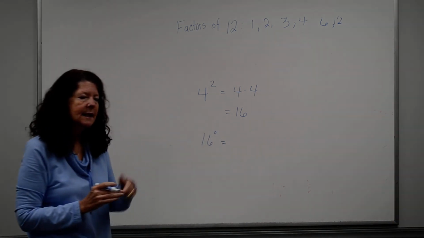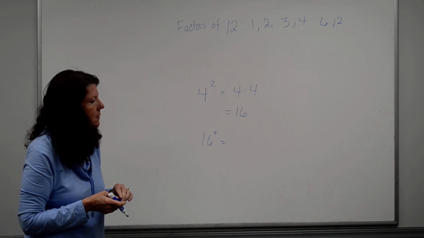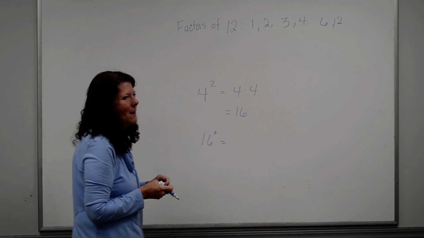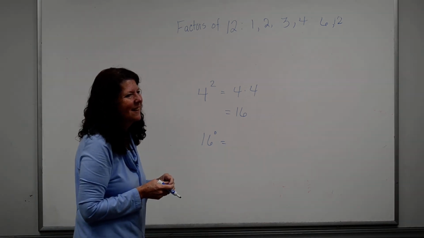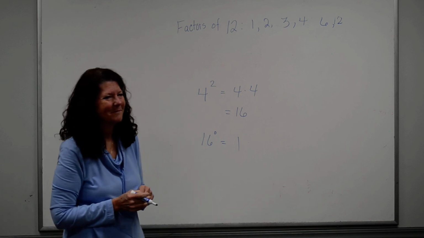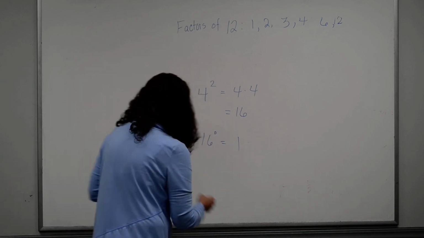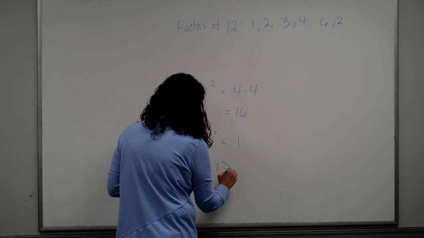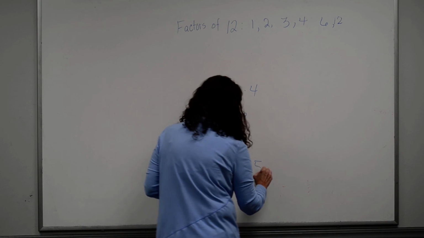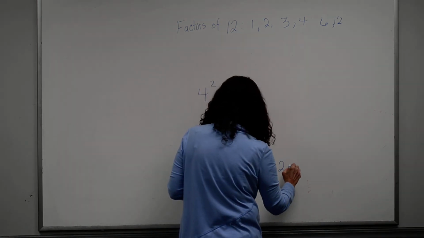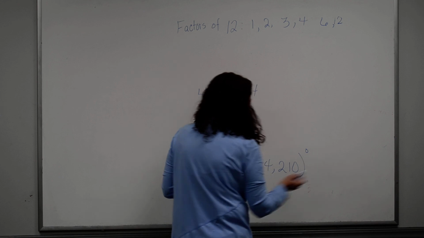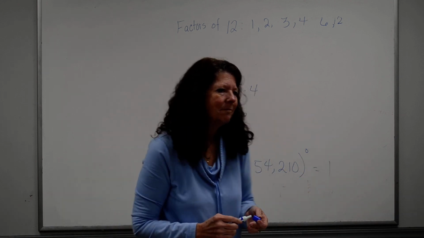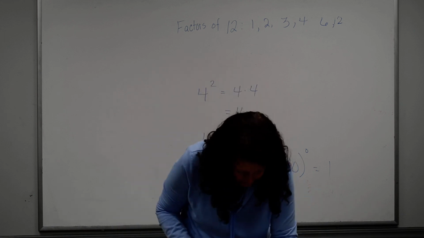What if I had 16 to the 0 power? What is that equal to? Anything to the 0 power is always equal to 1. I could have a big old 25,189 plus 54,210 to the 0 power. It's equal to 1, no matter what's inside that parenthesis there.